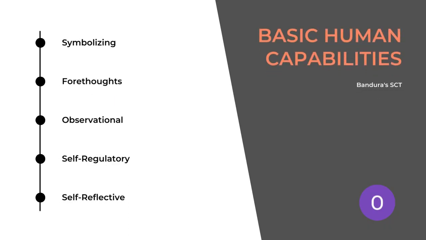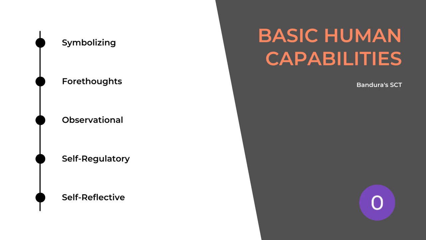Basic human capabilities according to Bandura's SCT. He defines symbolizing as employees process visual experiences into cognitive models that then serve as guides for future actions. Forethought is explained as employees plan their actions, anticipate the consequences, and determine the level of desired performance. Observational is explained as employees learn by observing the performance of referent and credible others and the consequences they receive for their actions.